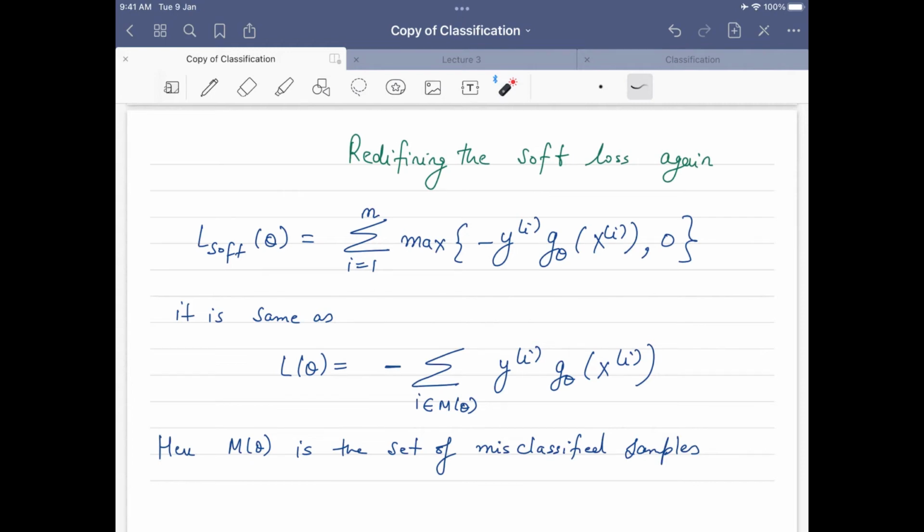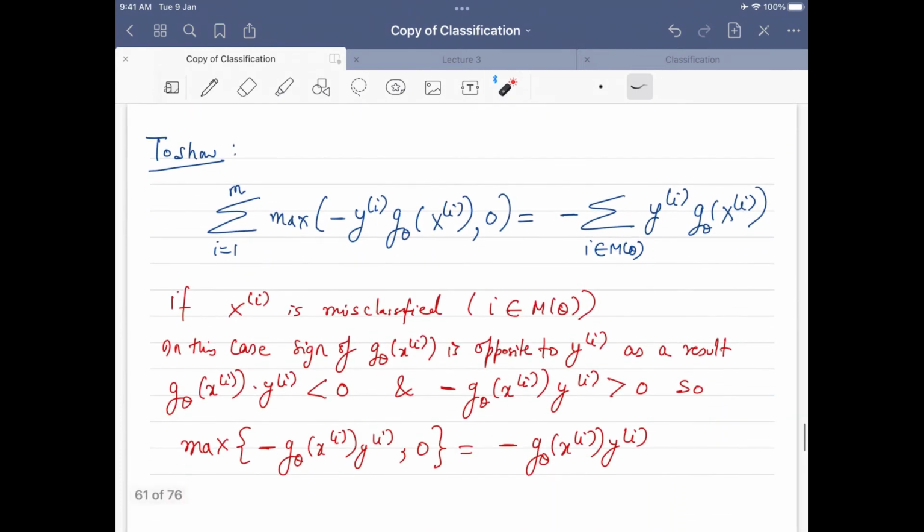I will try to prove that these two are equivalent. What we are trying to show is that the left side of the equation is the same as the right side, which we will try to prove now. Note that here i belongs to the set M theta, and here i is running from 1 to m, which is the complete sample space. So suppose xi is misclassified, then this particular sample which is misclassified will be in the set M theta.